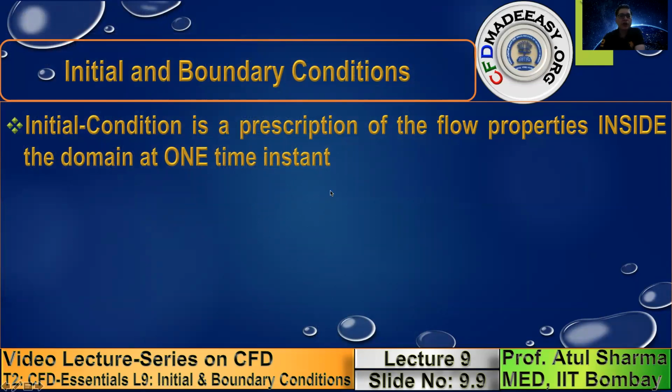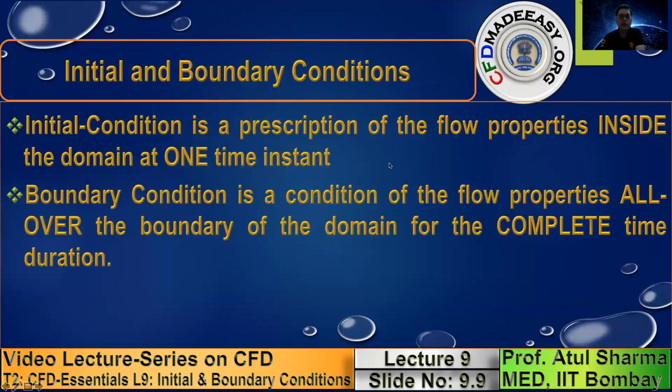Finally, to draw the conclusion for this lecture, initial condition is a prescription of the flow property inside the domain at one time instant, whereas boundary condition is the condition of flow properties all over the domain boundary for the complete time duration. Note the word: in initial condition, you are prescribing velocities, pressures, and temperature inside, whereas in boundary condition, you are prescribing all over the boundary of the domain. And in initial condition, you are prescribing for only one time instant, which is initial time instant t equals 0, whereas in a boundary condition, you are prescribing these flow properties for complete time duration.